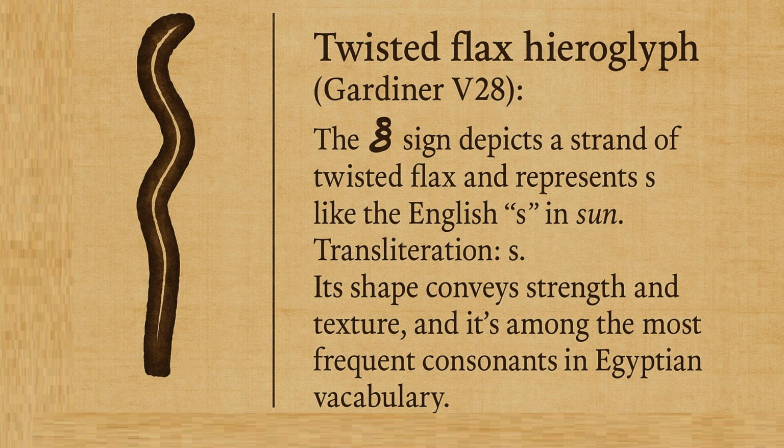22. Twisted flax hieroglyph, Gardiner V28. The sign depicts a strand of twisted flax and represents the sound S, like the English S in Sunday. Transliteration, S. Its shape conveys strength and texture, and it's among the most frequent consonants in Egyptian vocabulary.